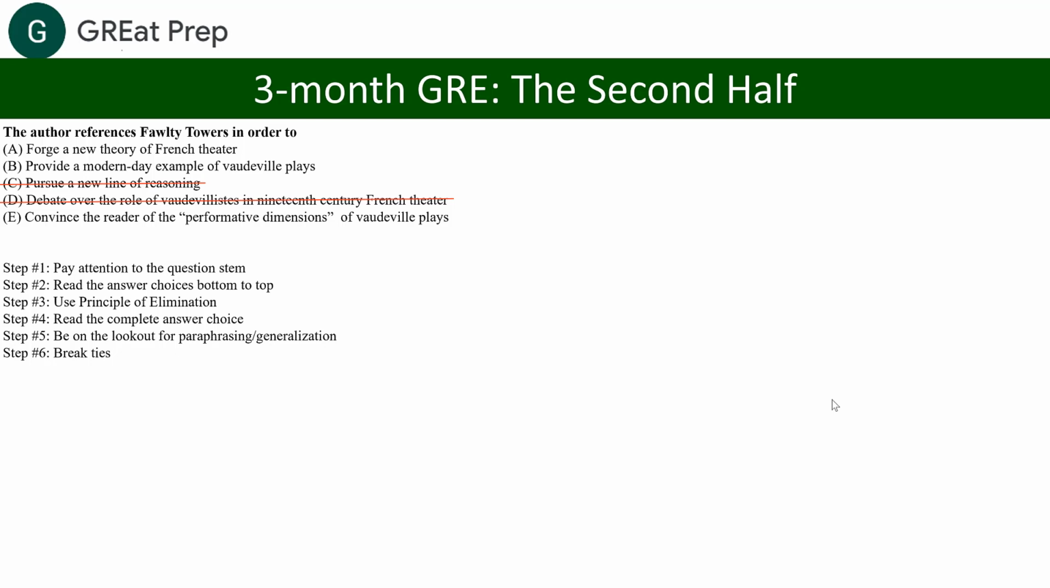At this point, from the principle of elimination, you're left with option B and option E, right? And you have to break the tie. And you can break the tie because, like I said, you know that in this context, the word Fawlty Towers in the question stem was used to provide a description of something the author has already mentioned, right? It can be a little tricky because you might consider the author is using this example to convince the reader of a very narrow performative dimension of the vaudeville plays.